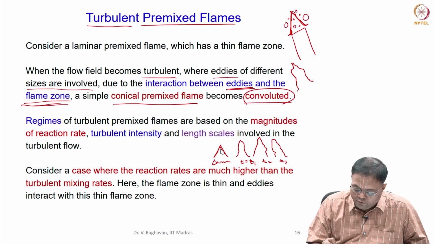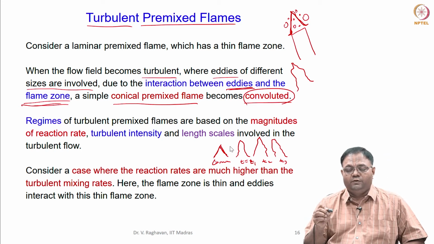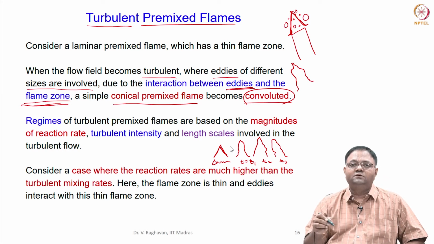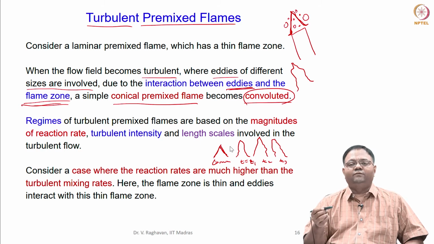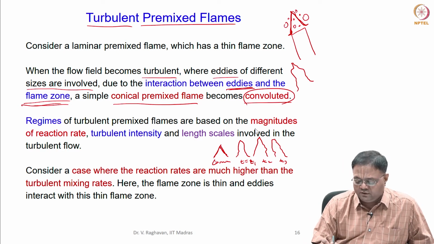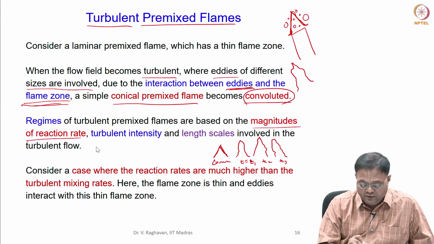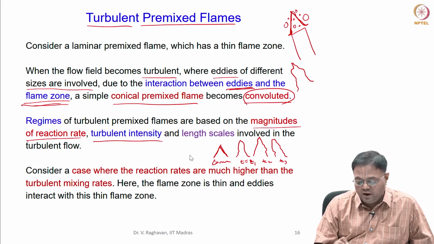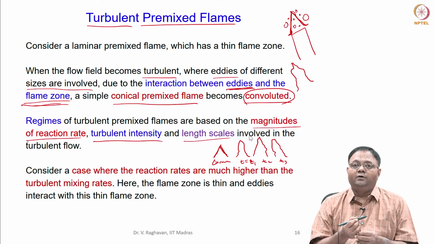So when you talk about thin flames, basically the size of the smallest eddy, that is the Kolmogorov scale, can be lesser than this, or can be higher than this flame thickness. In that case, the flame will not be affected by the eddy coming into the reaction zone. So several factors affect this. The magnitude of the reaction rate is very important. Then the magnitude of the turbulent intensity and the length scales. These are the things which will affect the flame.